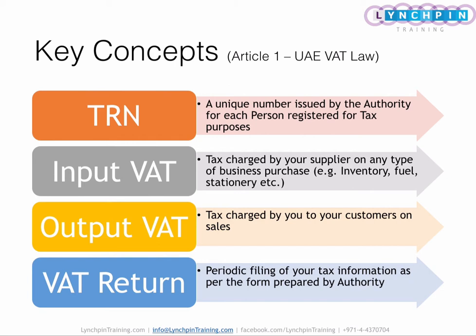Before we go into details of VAT, we understand four key areas. First one is called TRN. TRN is my tax registration number. This is a 15-digit code issued by the FTA, the federal authority here in the UAE. Once you get a TRN, and I'm sure most of you who have already applied for VAT registration must be having it, you should embed your TRN on all your tax invoices.